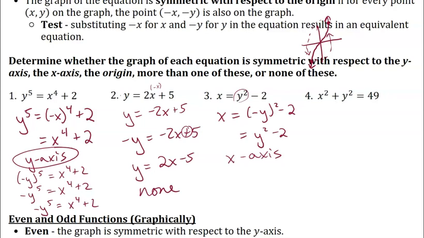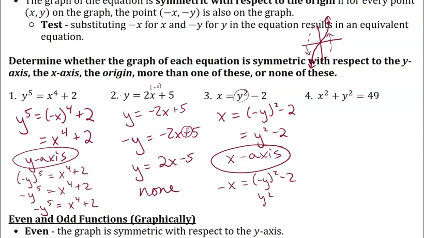This is going to be positive y squared, but this one will be the opposite. So it does not have symmetry with respect to the origin, because it would be this, and that's just y squared. Okay, so x-axis symmetry is the only one.